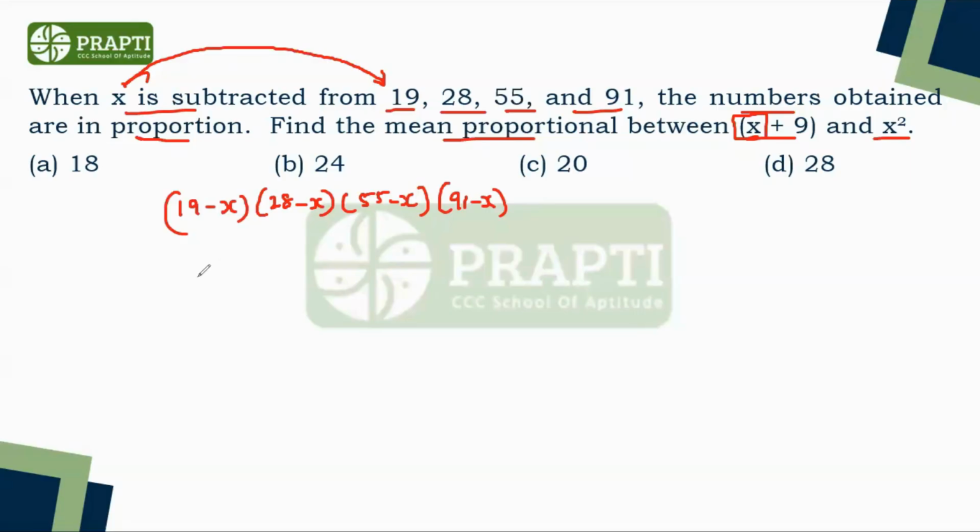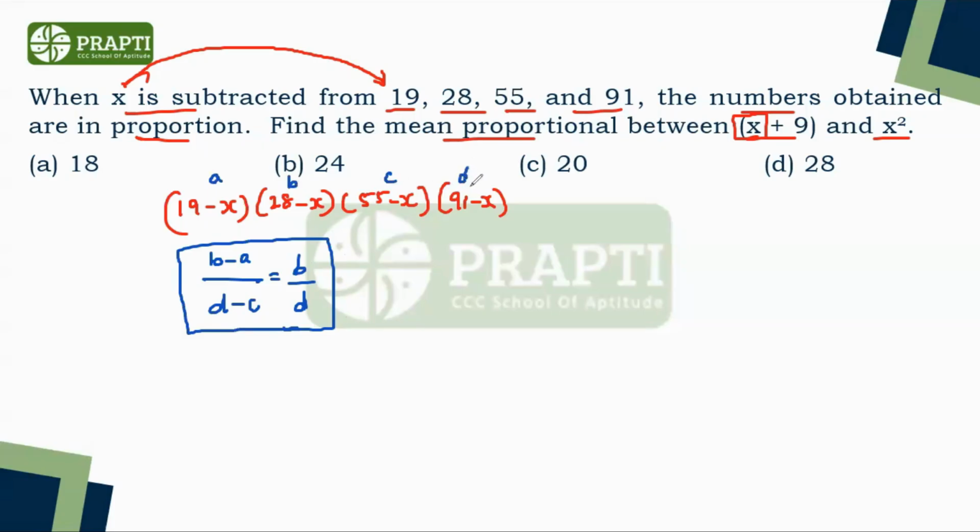It is nothing but (b minus a) divided by (d minus c), which is equal to b by d. So this is the proportion property we are going to use here. Please remember this in order to solve these types of questions. Now these are the values of a, b, c, and d. Substitute them in this place. So what happens?